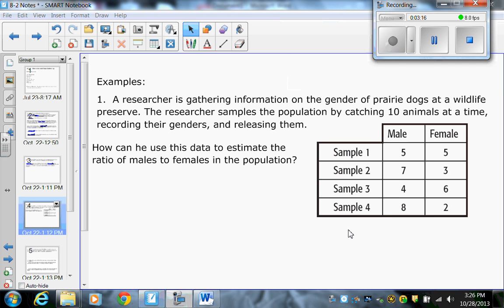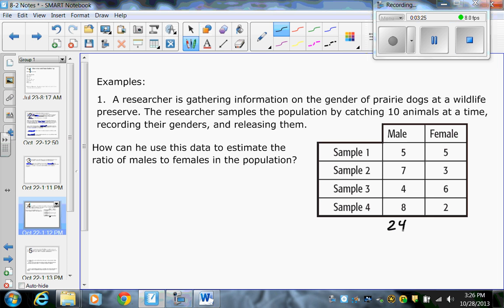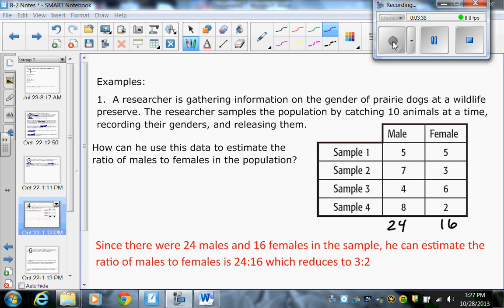First thing we're going to do is find the total number of males and the total number of females. If we take 5 plus 7 plus 4 plus 8, we know that there were 24 males in the sample. While for females, 5 plus 3 plus 6 plus 2 would give me 16 females in the sample. So since there were 24 males and 16 females in the sample, he can estimate that the ratio of males to females is 24 to 16, which reduces to 3 to 2.